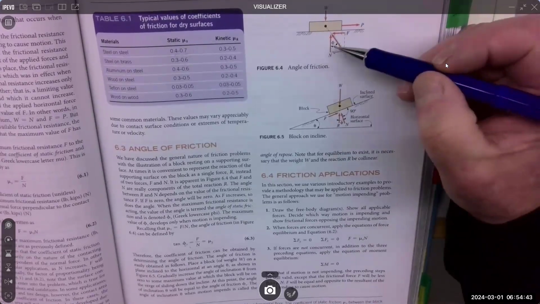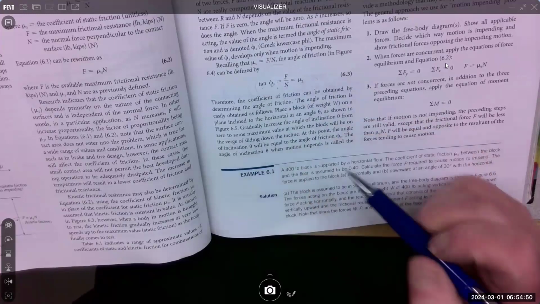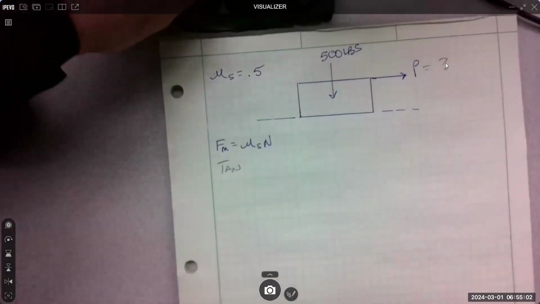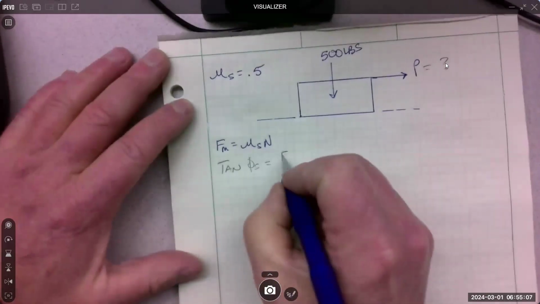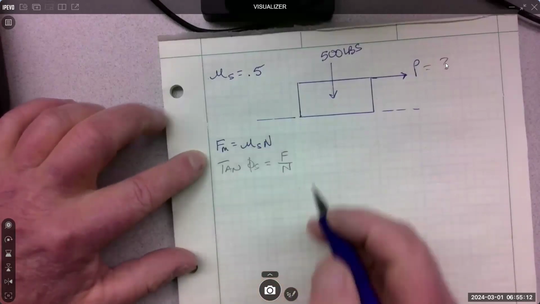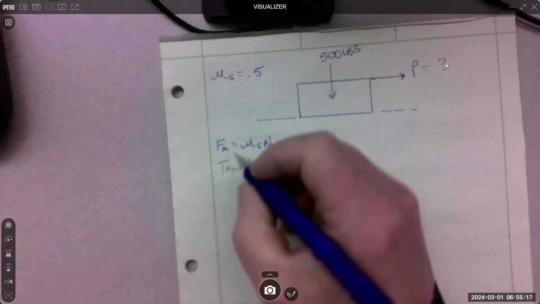All right, so this static angle is important. It's also called the angle of repose, which we talked about the other day. But this is the relationship. Tangent of that angle is F over N or mu S. So tangent of the static angle is F over N. And from this relationship, we know that F over N is equal to mu S. And we can use this, right?